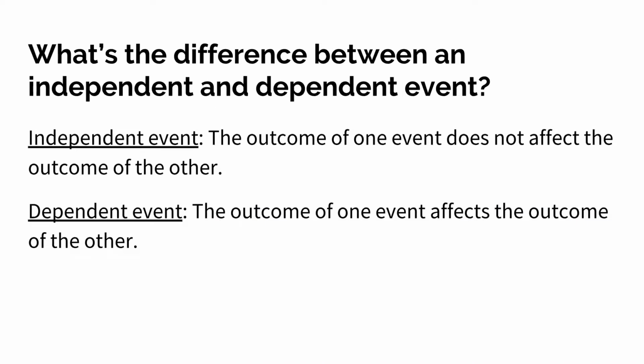So you're probably wondering, what's the difference between an independent and dependent event? An independent event is when the outcome of one event does not affect the outcome of the other. A dependent event is when the outcome of one event affects the outcome of the other.